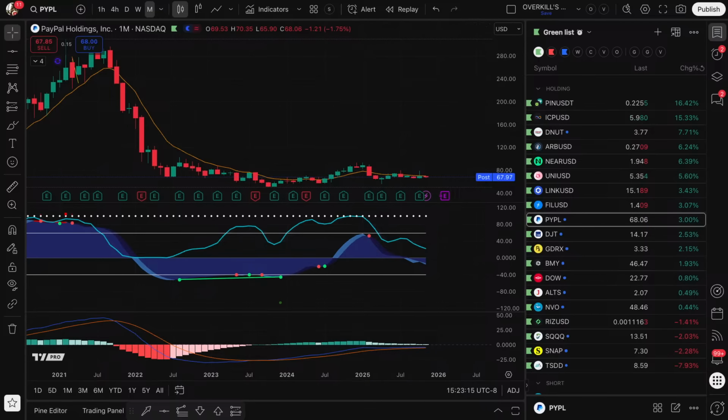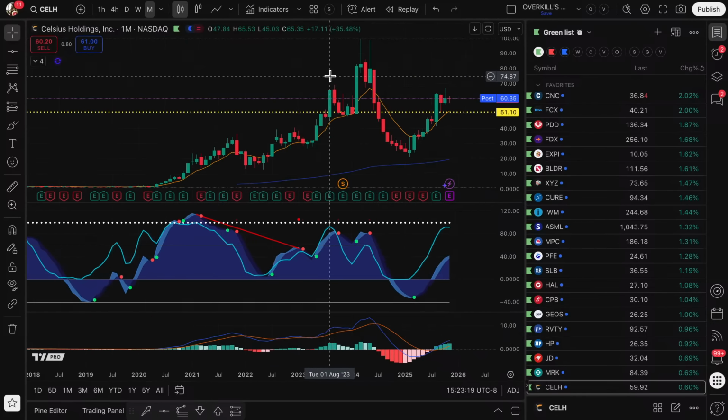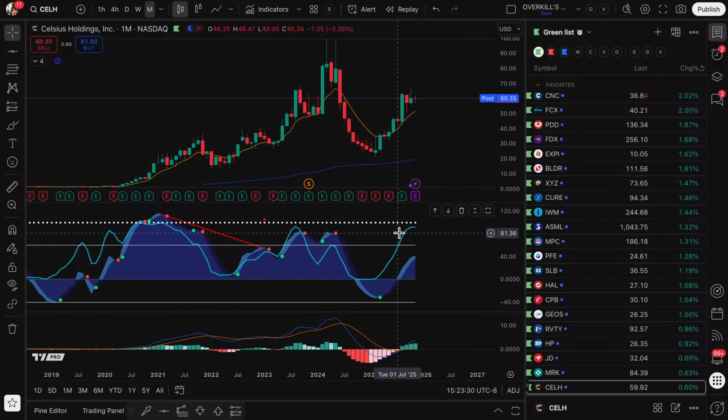What else we got? CELH from RJ. What's up, brother? So CELH was one of our best trades this year. We got in on this monthly dot back here in March at around 20. It's up 200%. That was one of our best trades. You can see how the stochastic is up here now. So we'd be looking to take some off here if you haven't already.